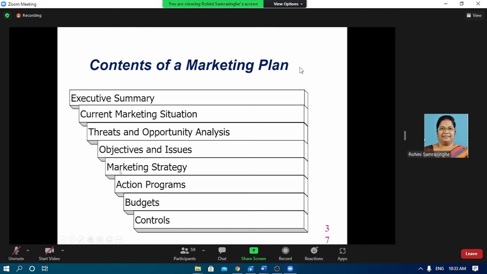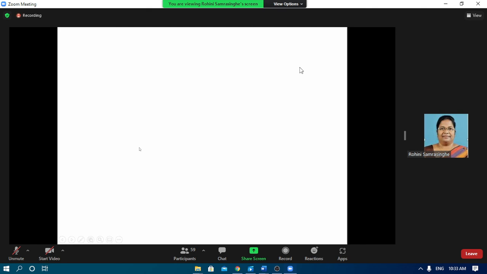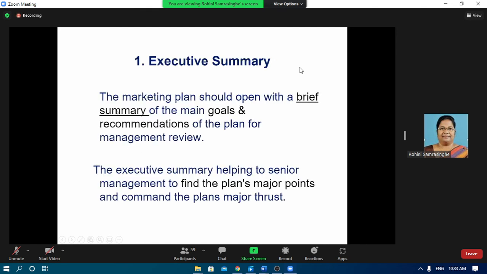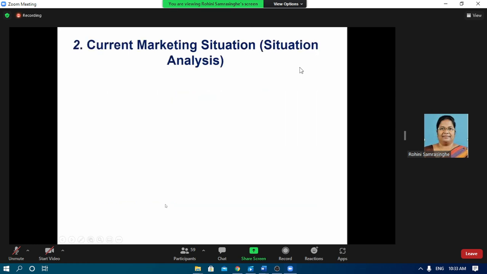One by one, we can quickly go through before we stop the lecture, because it is very important for you to get the summary, right? So I mentioned under that one, it is a brief summary. We will write it just after developing the entire plan. That includes the main goals and recommendations of the plan for quick management review, right? So it will help management to understand the key points, right?